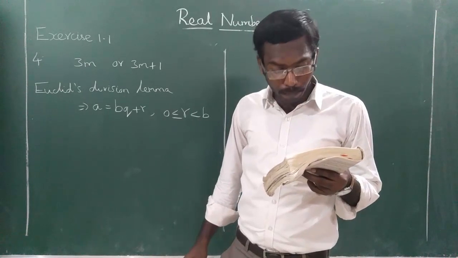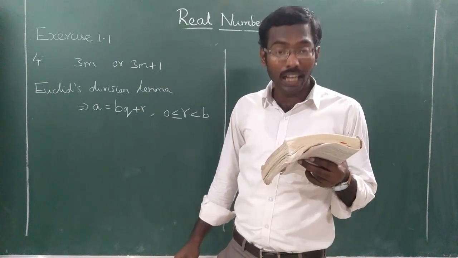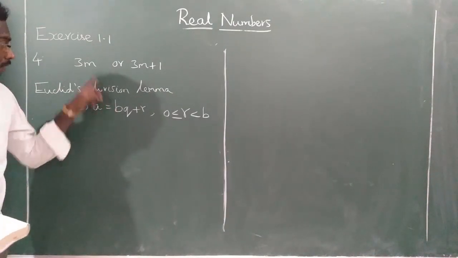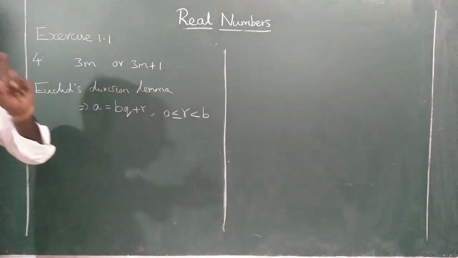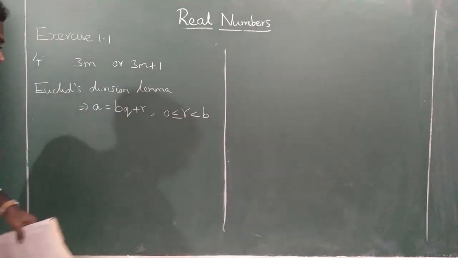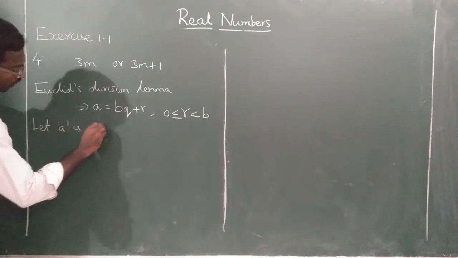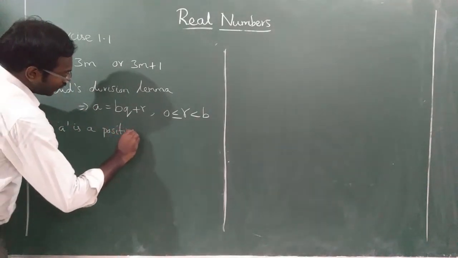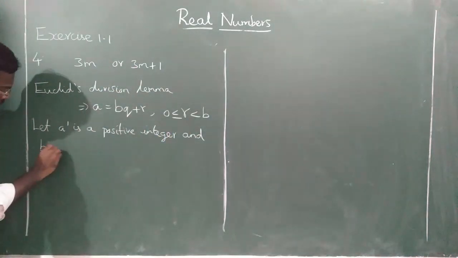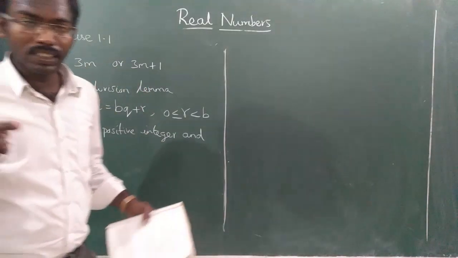Let A be any positive integer, then it is of the form 3q, 3q plus 1 or 3q plus 2. How? If you take B is equal to 3, because 3m plus 1 is given now, then let me take A as a positive integer and B is equal to 3. Why am I taking B is equal to 3? Because in the question it is given 3m or 3m plus 1. Understood or not?